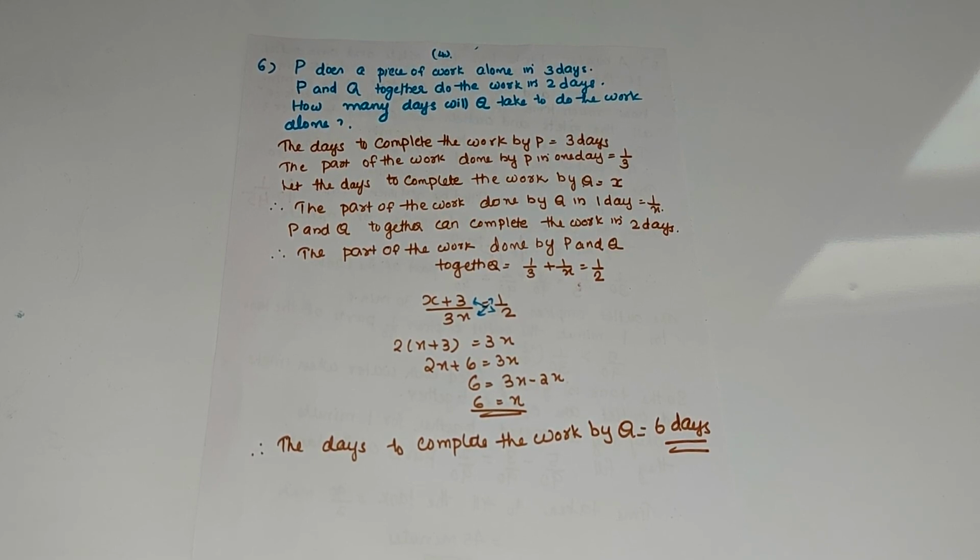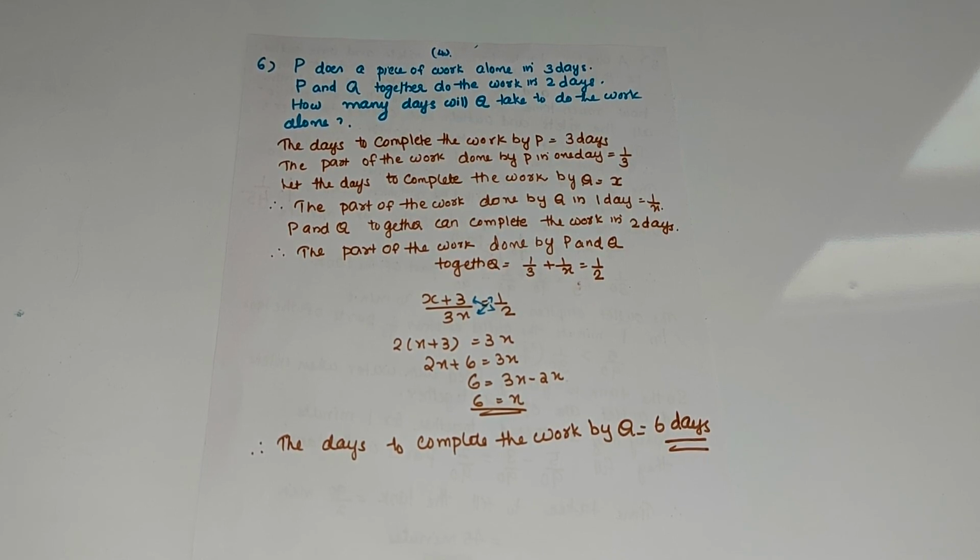Now, you simplify that. x plus 3 by 3x is equal to 1 by 2. Then you cross multiply. Then 2 into (x plus 3) equal to 3x. Remove the bracket. 2x plus 6 equal to 3x. So 6 equal to 3x minus 2x. Therefore 6 equal to x. That means the days to complete the work by Q is equal to 6 days.